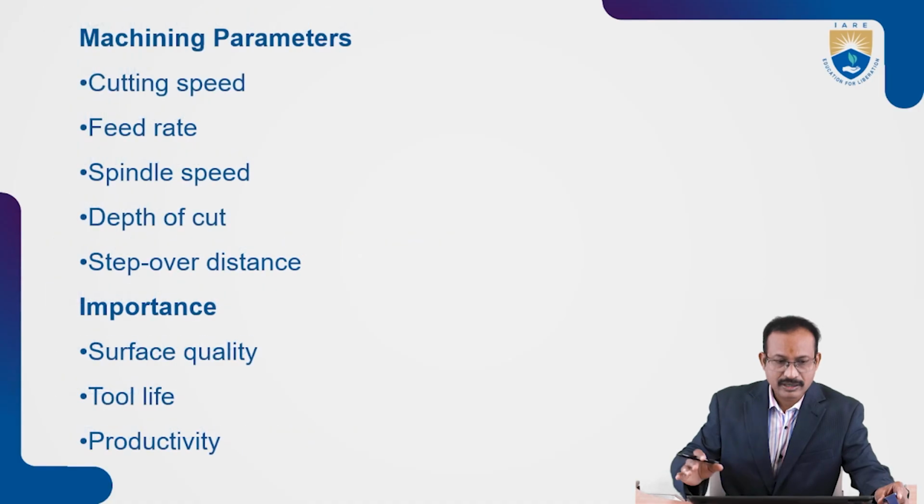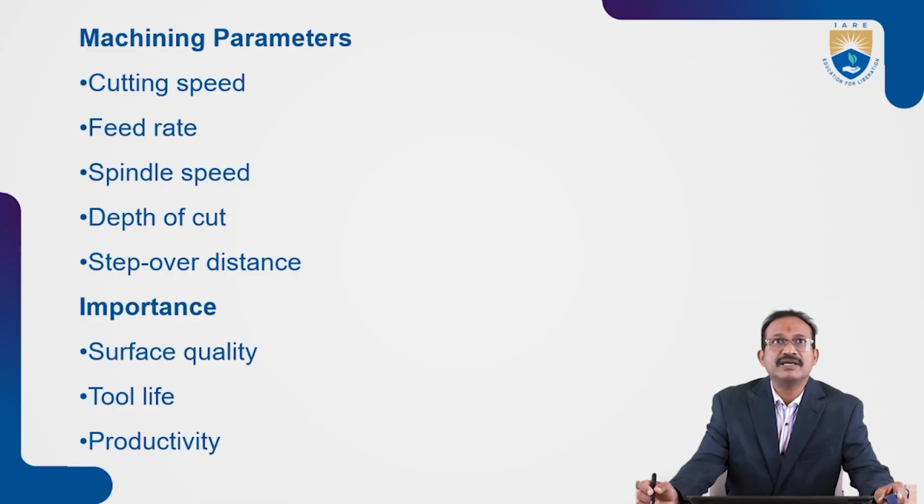Machining parameters: cutting speed, feed rate, depth of cut, spindle speed, step over distance. What is the importance of this? Surface quality, tool life, productivity. So machining parameters include speed, feed, depth of cut, and spindle speed.